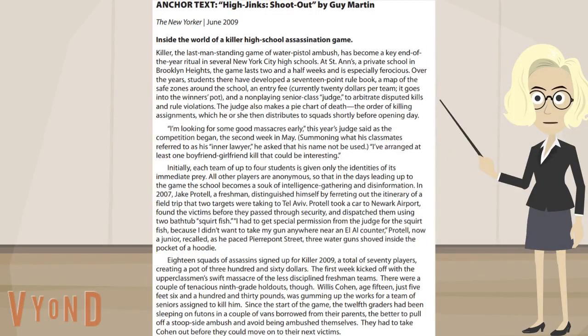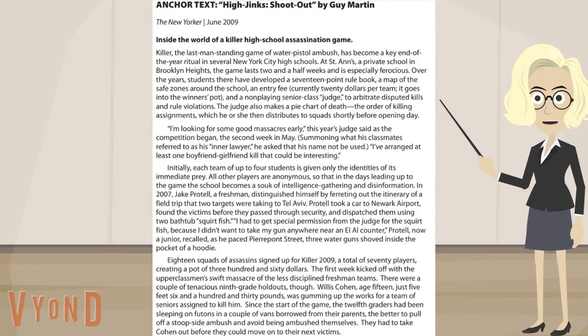The judge also makes a pie chart of death, the order of killing assignments, which he or she then distributes to squads shortly before opening day. "I'm looking for some good massacres early," this year's judge said as the competition began the second week in May. Summoning what his classmates referred to as his inner lawyer, he asked that his name not be used. "I've assigned at least one boyfriend-girlfriend kill that could be interesting."